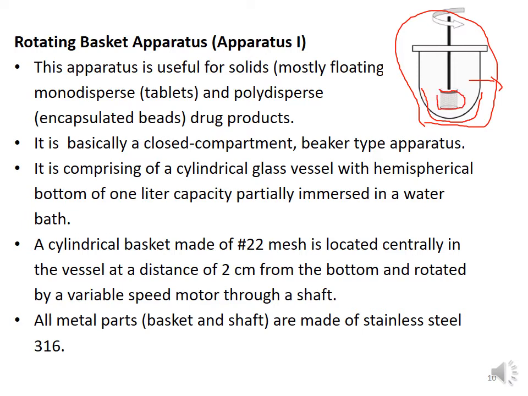This is a cylindrical basket located in the vessel at a distance of 2 centimeters from the bottom. This is 2 centimeters from the bottom, and it is rotated by a variable speed motor through a shaft. This is the shaft. All metal parts, basket and the shaft, are made of stainless steel 316, which is an inert type of steel.